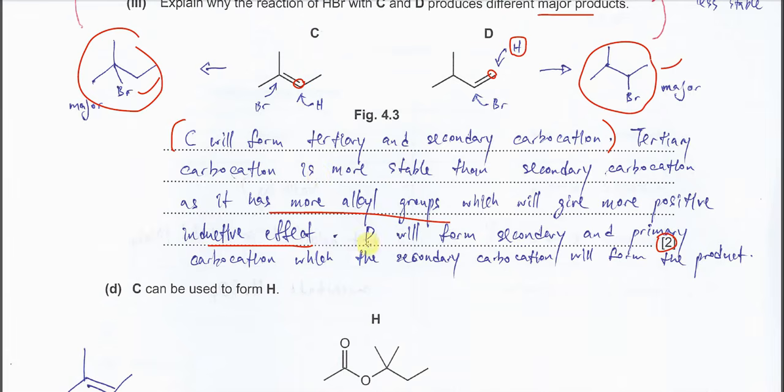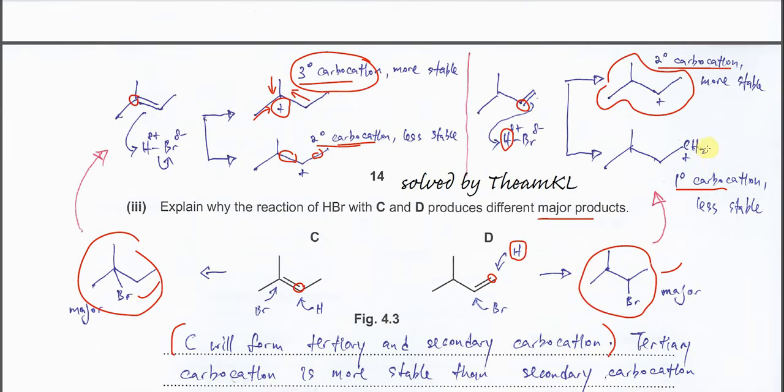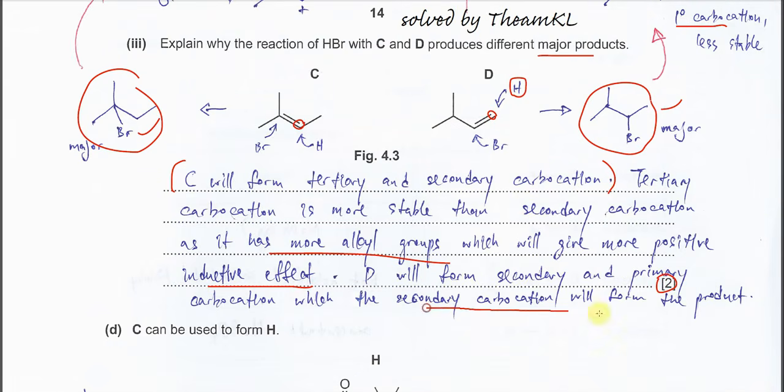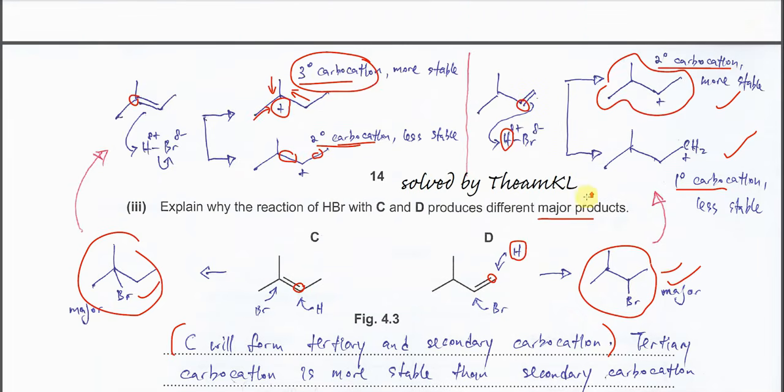So now the last one. D will form secondary and primary carbocation, as I told you just now. And of course, the secondary will form the product, means these products, right? So that's why, because of different carbocation formed, the products are different. For C, because it forms a tertiary carbocation, it will form this major product. And D will form the secondary carbocation, which is more stable than primary, then it will form this product.